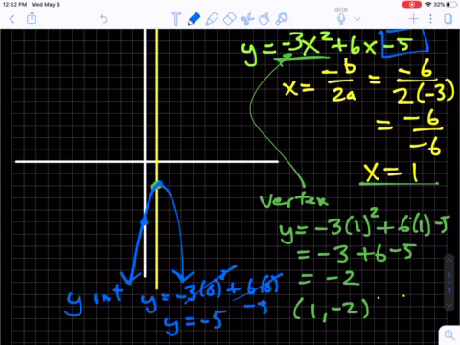This isn't super complicated. Really the only thing you got to remember is that vertex formula, which is x equals negative b over 2a. Other than that, it's pretty straightforward. Just understanding that the y-intercept is where your x is 0, and that your vertex is, of course, going to lie on your axis of symmetry.